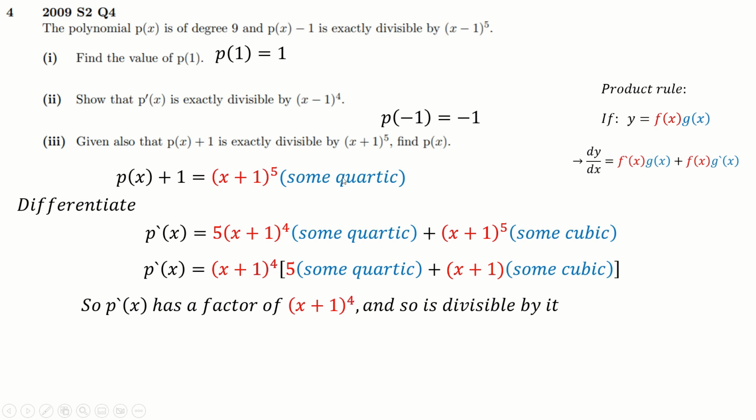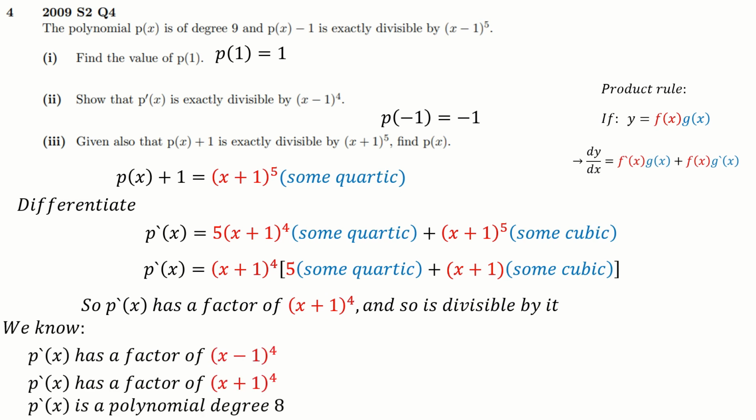And if it's divisible by both this thing and this thing, there literally can't be anything else in P dash of x aside from those two things. So therefore, P dash of x is just this, with some value of k here. Don't forget, that value of k is super important because that doesn't change the degree, but it does change the coefficient of x, the 8. So you do need a constant there, and that's going to be important for the last bit.